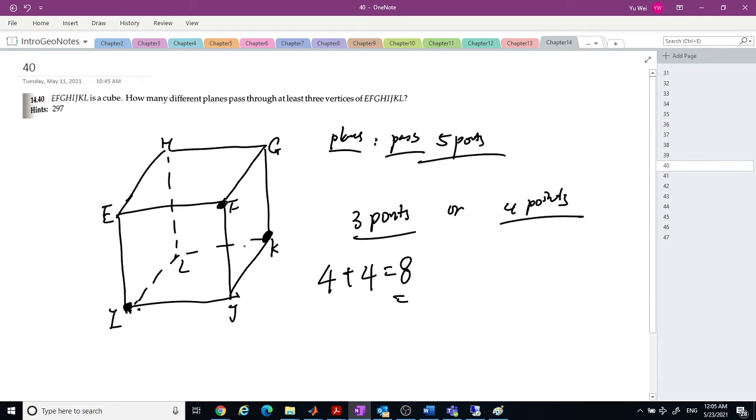Okay, now let's see the 4 points. The 4 points, you have 6 surface, right? And also you have the EGIK, right? You have this one and this one. That's another 2, right? And also you can take the EH and JK, right? GF and KL, that's 2, right? This is another 2, right? And this is another 2, and this is another 2, right? 1.